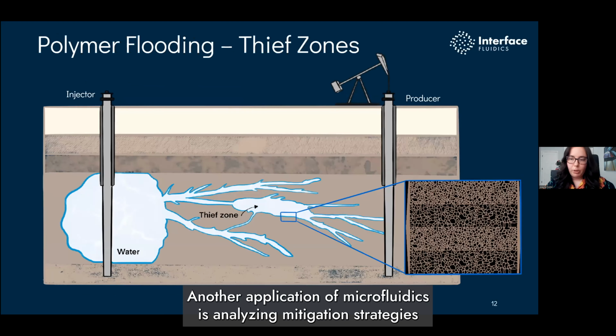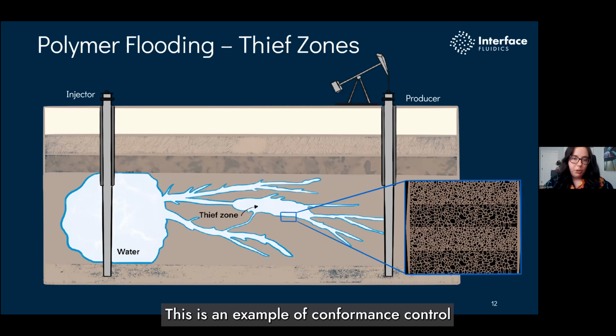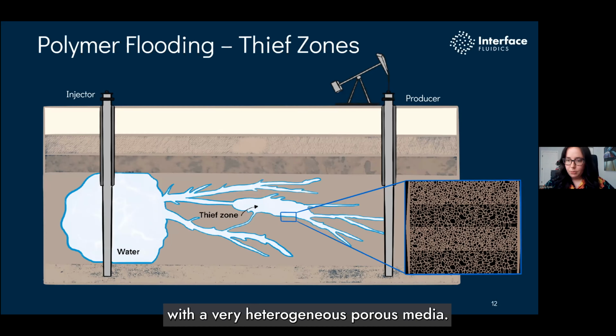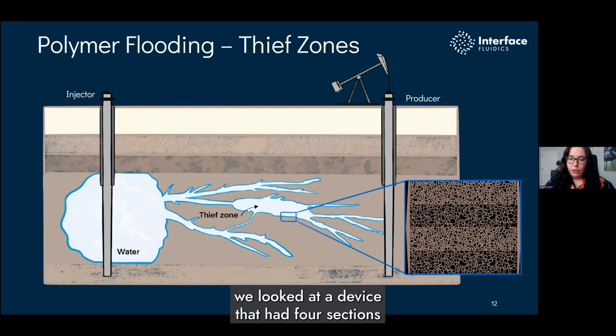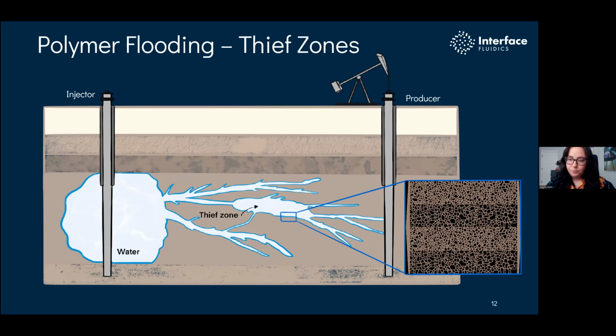Another application of microfluidics is analyzing mitigation strategies for thief zones using techniques like polymer flooding. This is an example of conformance control with a very heterogeneous porous media. So in this study, we looked at a device that had 4 sections of different permeability and porosity, ranging from almost 1,000 Darcy down to 1 Darcy permeability.